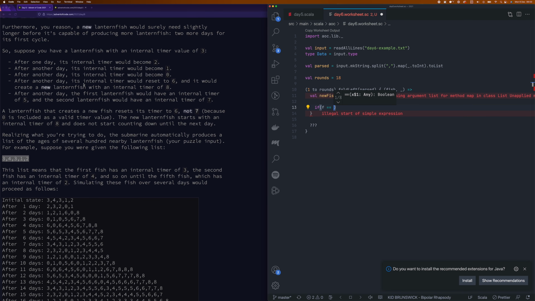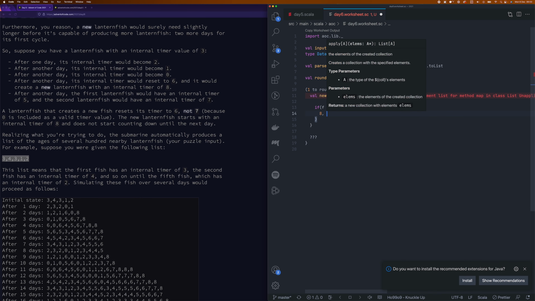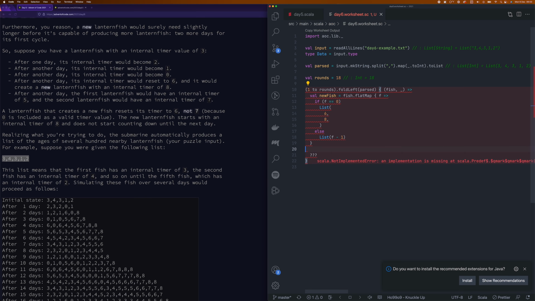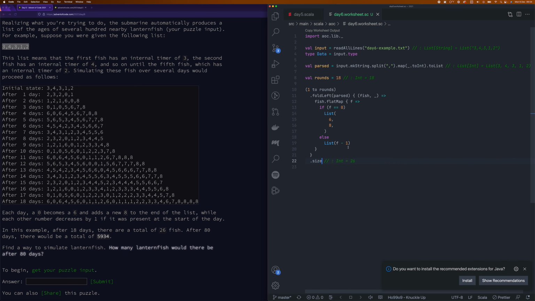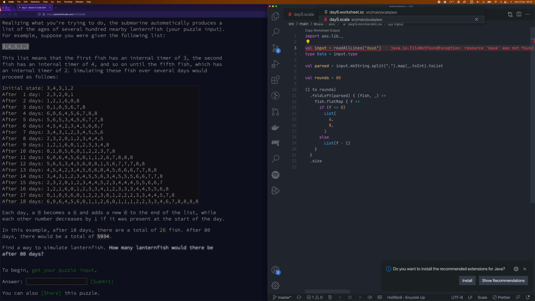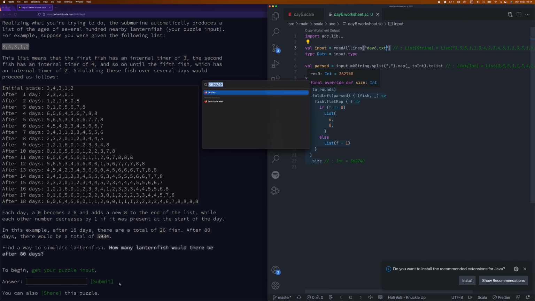By folding on the rounds, we ensured that we start with this initial state, and then after we do a round, we pass the result of that round to the next round. You could do the same with just manual recursion or something like tailrec, like in the previous video, but here I just went with a fold. This solution was sufficient for the first part. I did 80 rounds just fine, very quickly.